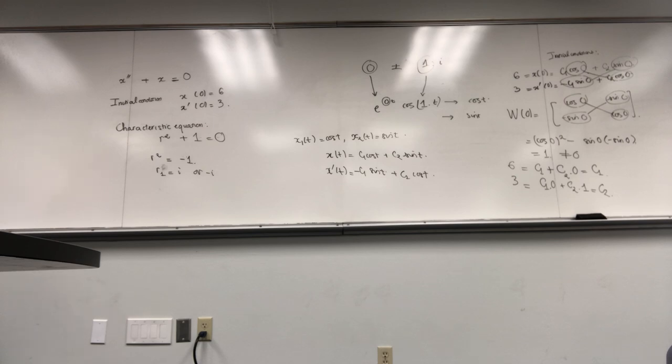Yes? We just plug it back into our general form, so x of t would be 6 times cosine t plus 3 times sine t.